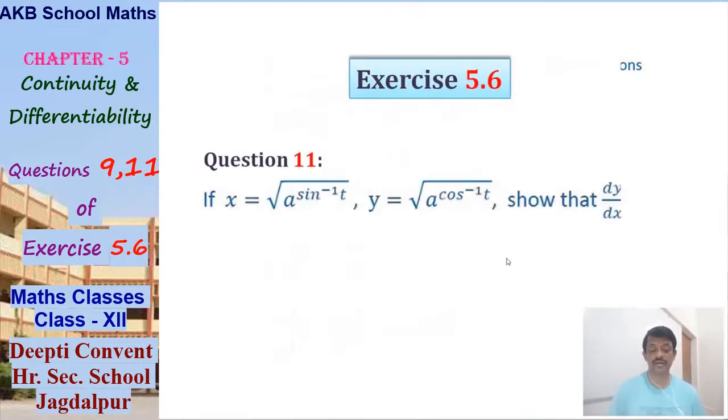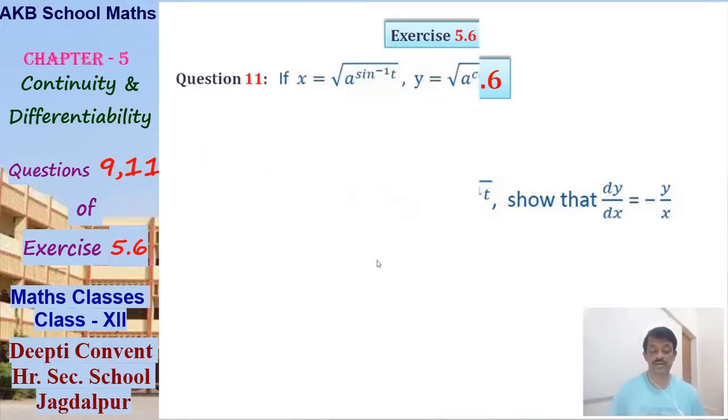Now let us take question 11 of exercise 5.6. Here, if x equals root of a sin inverse t, y equals root of a cos inverse t, then show that dy by dx equals minus y by x. We have to prove this. That is, we have to find the value of dy by dx, that should be minus y by x. Clear? So let us solve it.